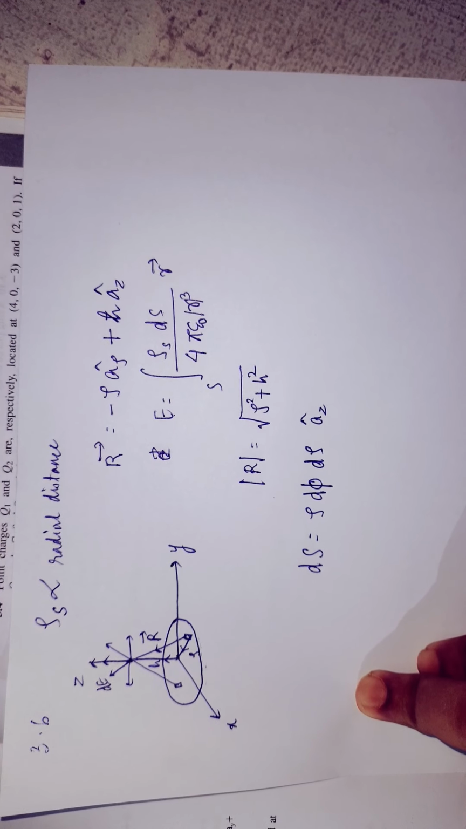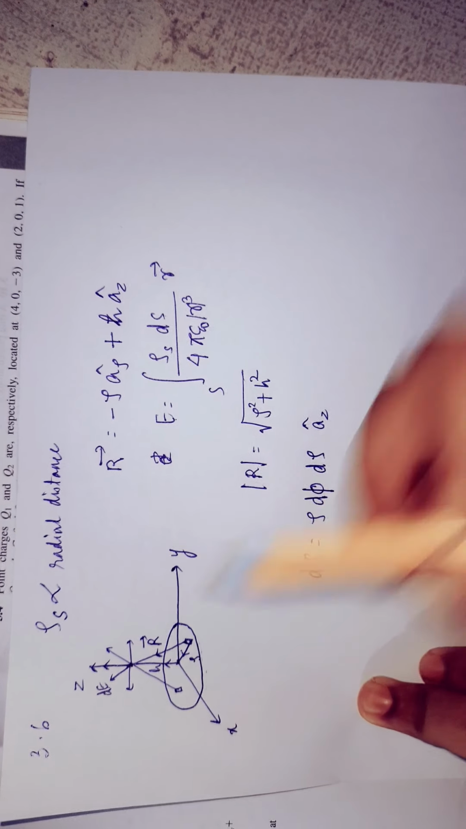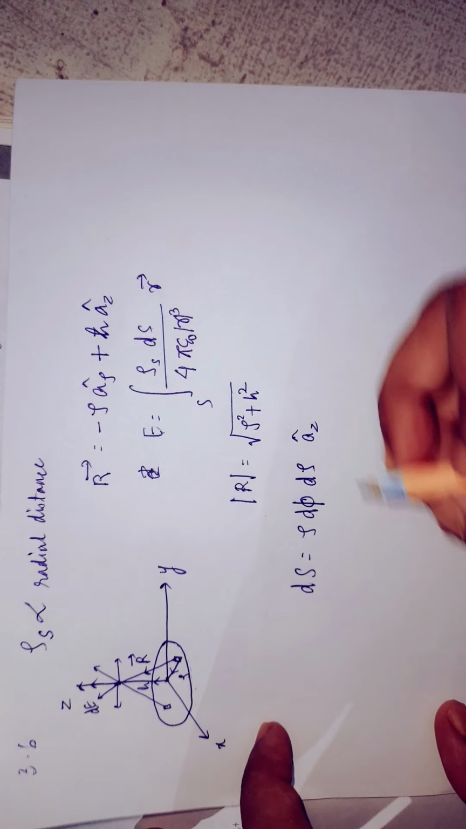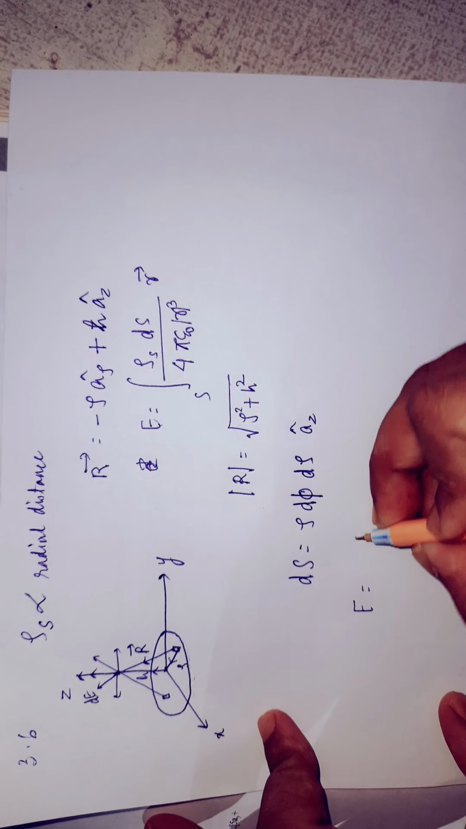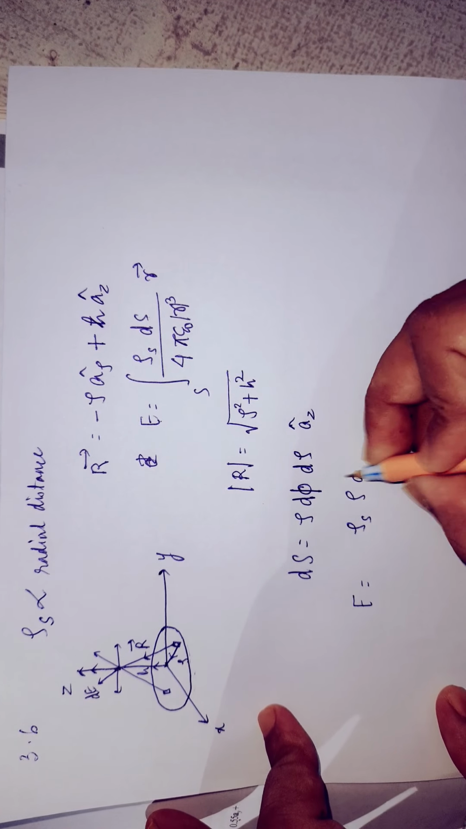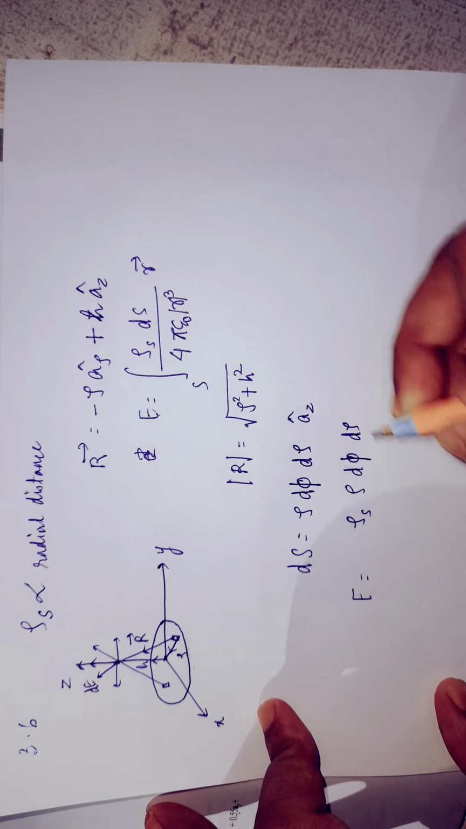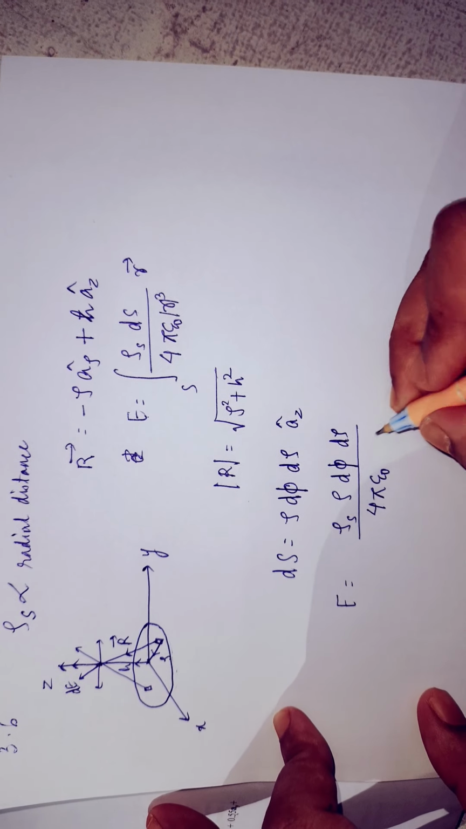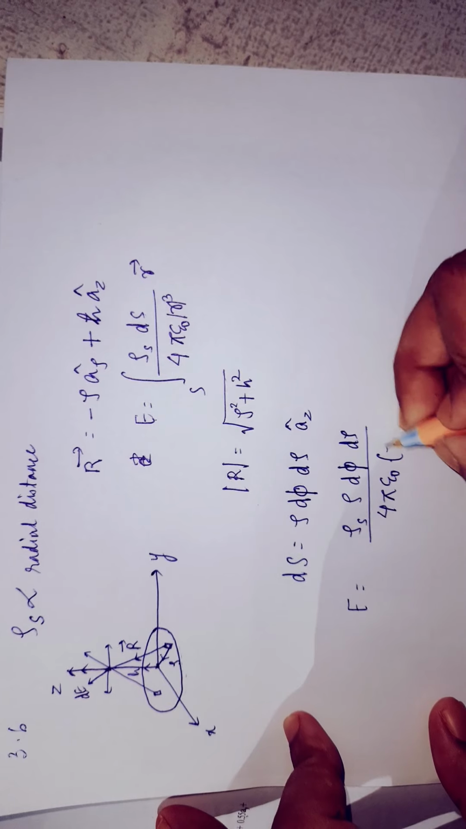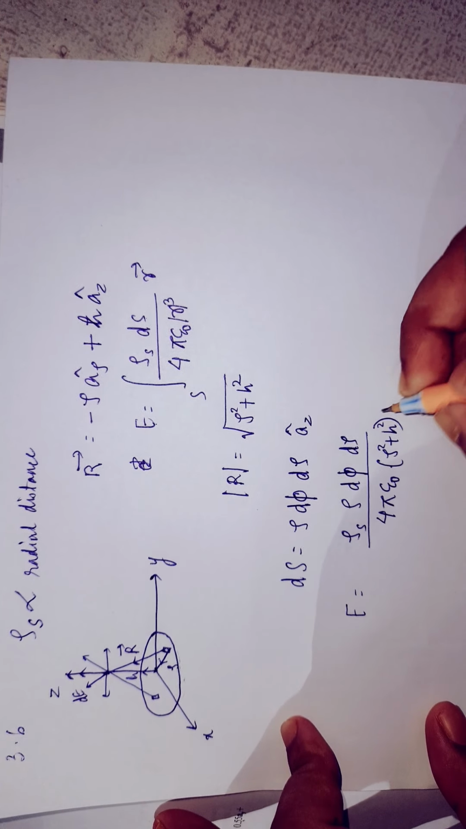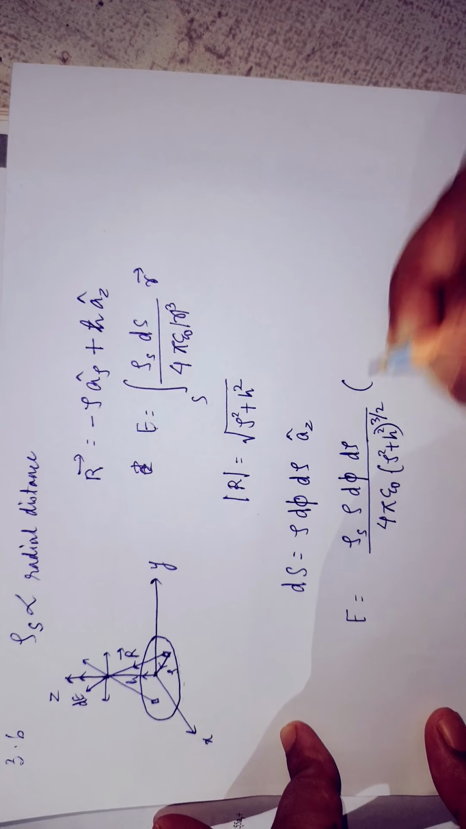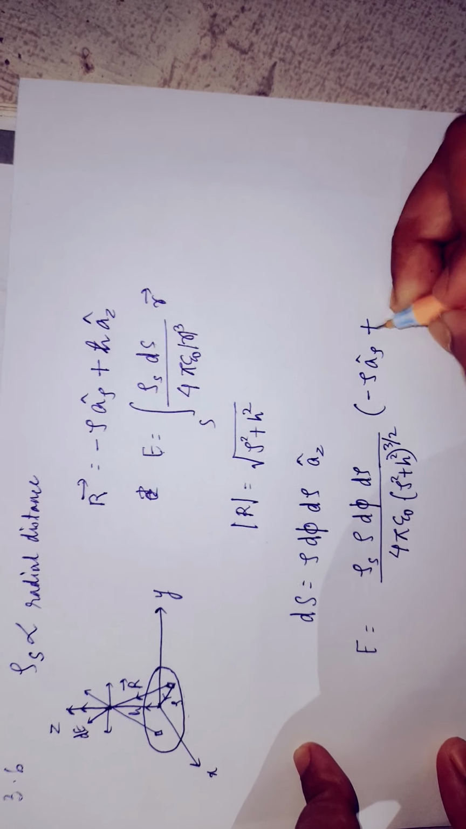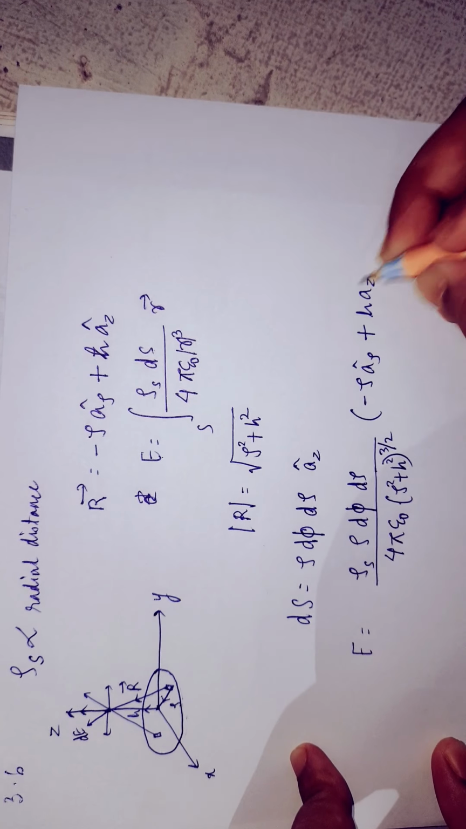Yes, the surface direction will be normal to this disc, so it will be the az direction. Okay, so what will be my E? E will be rho S into rho d phi d rho divided by 4 pi epsilon naught. Instead of r cube, I can write rho square plus h square whole to the power 3 by 2. And in place of the r direction, I can write rho a rho cap plus h a z cap.